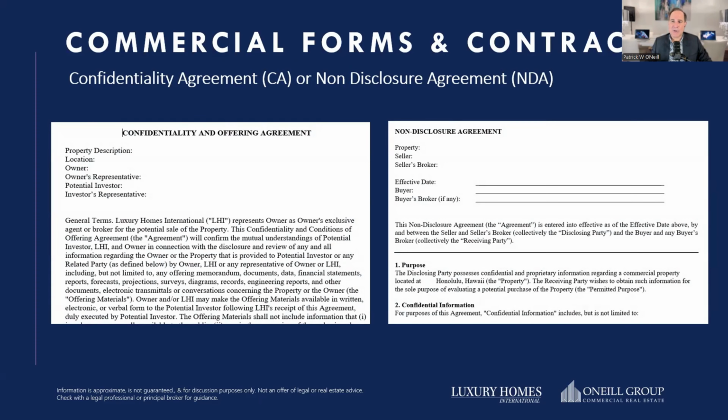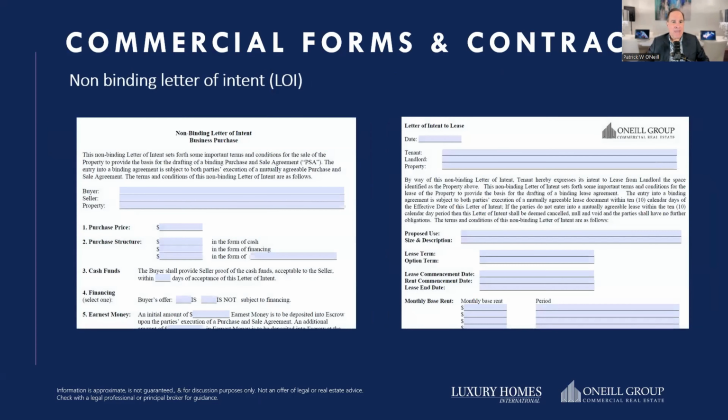Now, other forms that you will hear or the agents will ask you to sign, oftentimes before we will release any information on a commercial property, we're going to ask to have the buyer or tenant sign a confidentiality agreement, or a CA, or a non-disclosure agreement, or an NDA. This is just to ensure that the information that's released remains private. And then this is a very important form, which is the non-binding letter of intent, known as the LOI. This is how many commercial transactions begin, and we're going to talk about this in a little more detail as we look at the process.